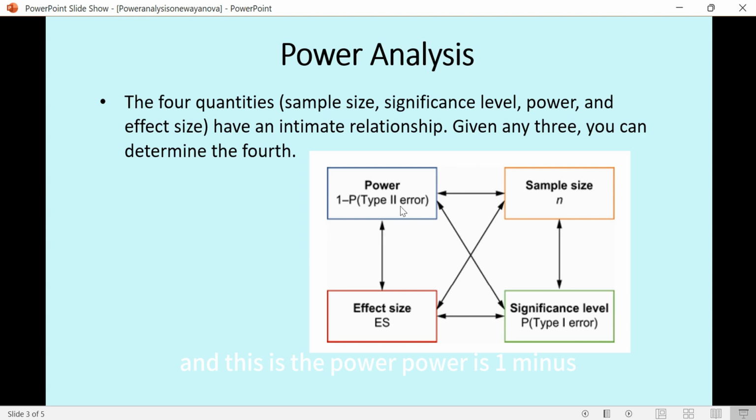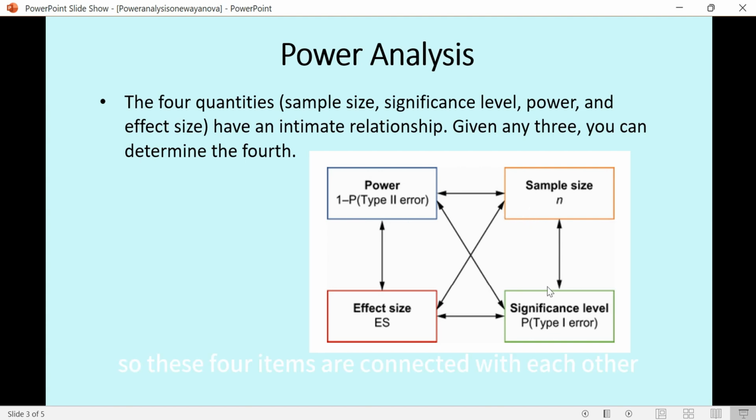And this is the power. Power is 1 minus the type 2 error. So what is type 2 error? Type 2 error is if the effect is significant, or if we have to reject but we did not reject. So we failed to reject a significant test. So 1 minus type 2 error means the power of the test. If the effect is significant and we can reject it, we can find this effect. So this is the power. We hope this one is as large as possible.